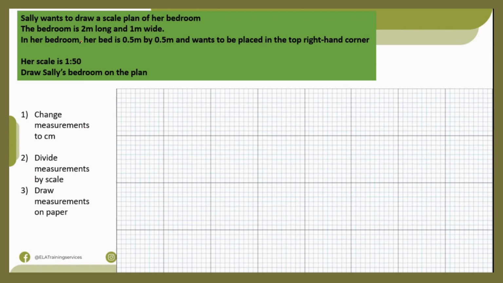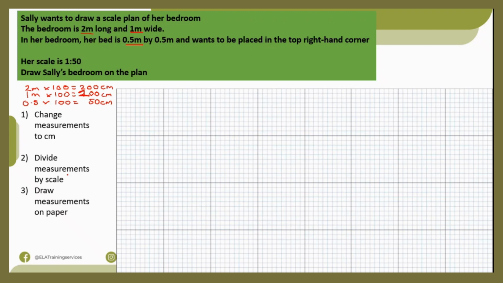So we're going to change our measurements, and we've got 3 now to deal with. So we're going to do 2 metres times by 100 to get 200 centimetres. 1 metre times 100, and we're timesing by 100 because we're converting from metres to centimetres, is 100 centimetres. And then 0.5 metres times 100 is then 50 centimetres. And we've done our first step.